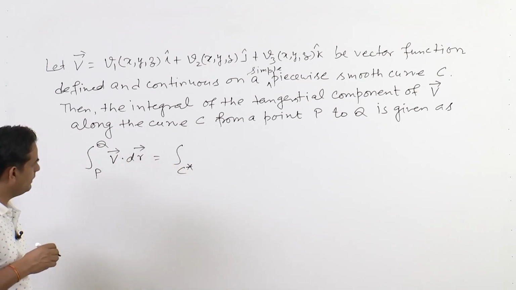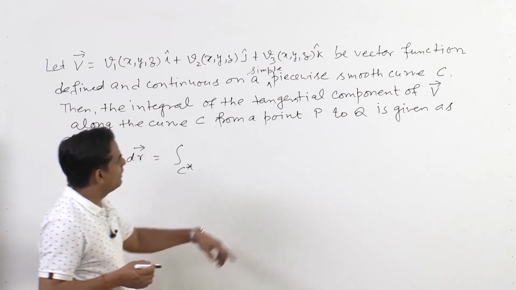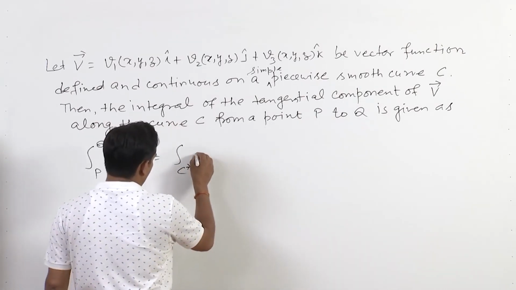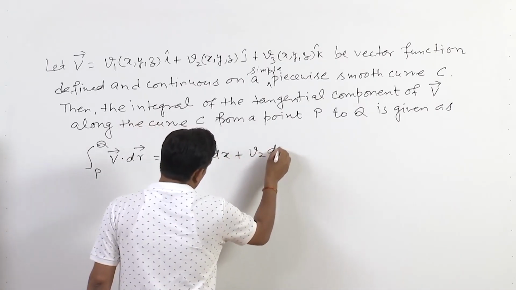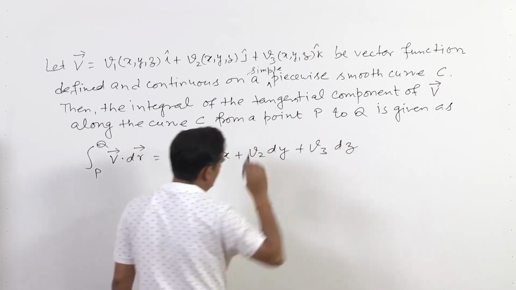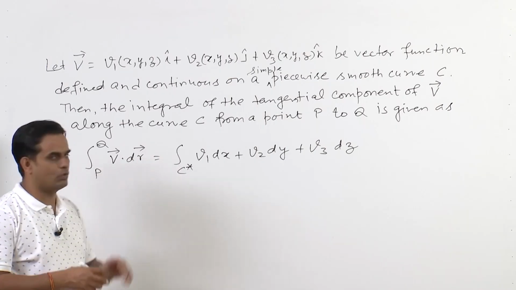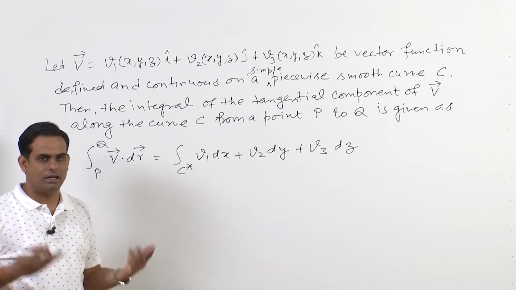Let us define C star. So, C star is the arc of curve C from point P to Q, then it will become the integral of V1 dx plus V2 dy plus V3 dz. So, this is the integral of the tangential component of V along the curve C from the point P to Q. Now, based on this we are going to define the work done.